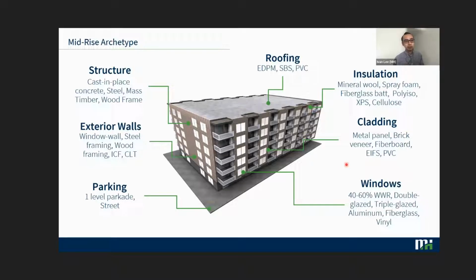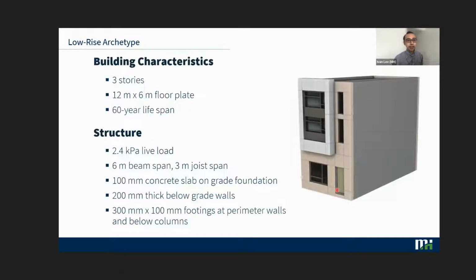Some of the common materials that you would see in a smaller building as opposed to a high rise. And for windows, it's keeping with the same theme: 40 to 60% window wall ratio, double and triple glaze, but punch windows that are either aluminum frame, fiberglass, or vinyl. And the last archetype is the stacked townhome low rise.